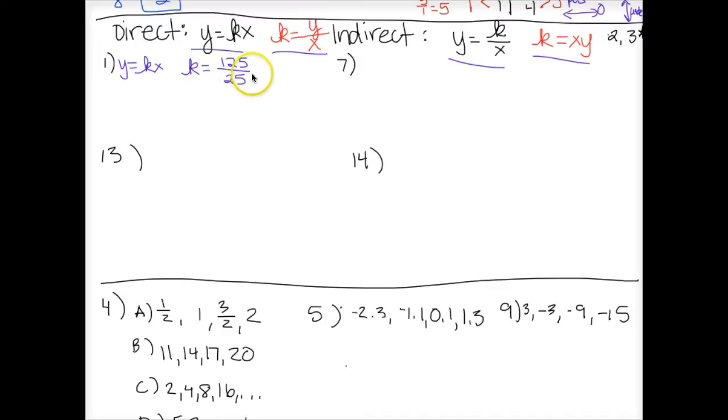So I do 125 divided by 25, and that's going to allow me to find my constant of variation. So that's 5. That means the direct variation equation that would describe this situation is y equals 5x. That's useful because it asks us what's the value of y when x is 2. All that means is I plug in 2 where x was. 5 times 2 is 10, so that means y would be 10 when x is 2.